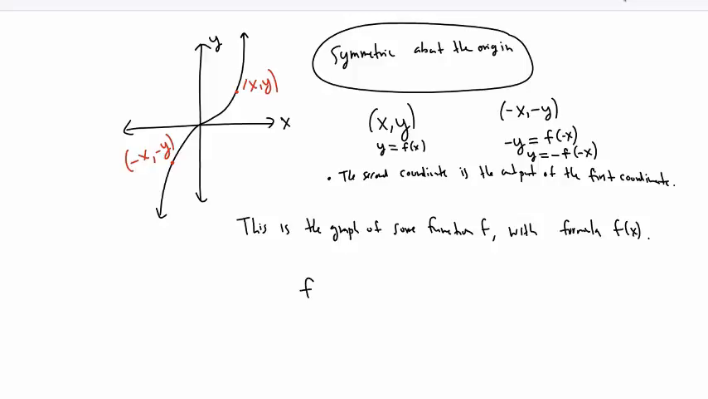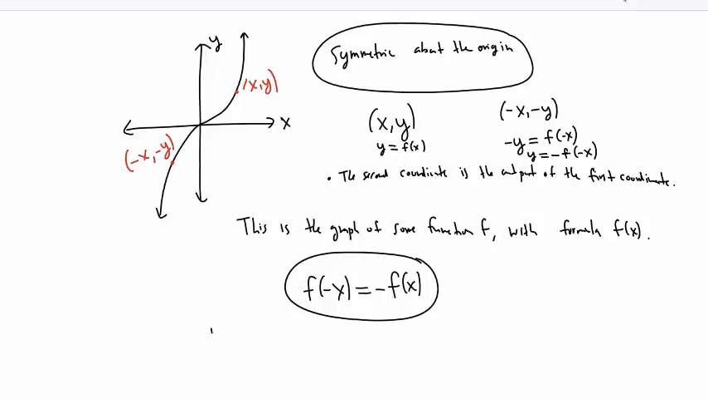So symmetry about the origin is the same as, we'll write it like this. More than one way to write this. We'll do it this way. F of minus x equals minus f of x. When this happens, we say f is odd, an odd function. And we always have this relationship, f of minus x equals minus f of x.